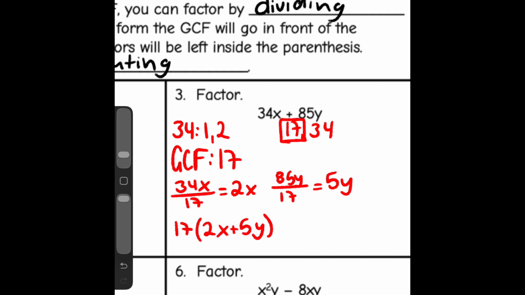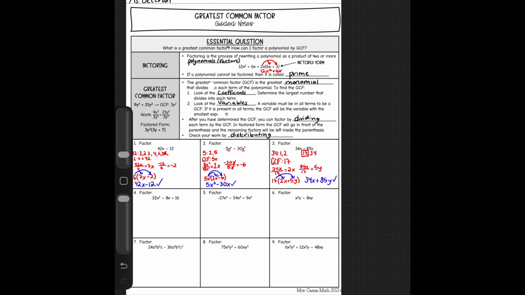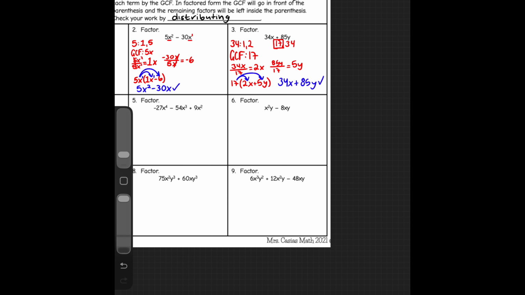It's okay. 17 times 2x is 34x. 17 times 5y is plus 85y. Is that our right answer? Yes, it is. You're probably like, Miss Beltran, what happens when it gets a little more complicated? Well, let's take a look at number 9 to find out.